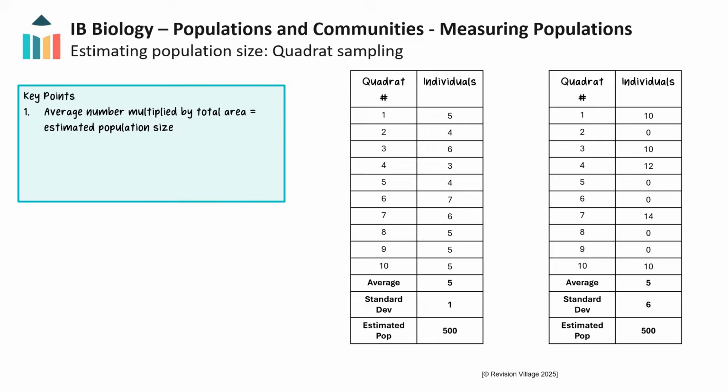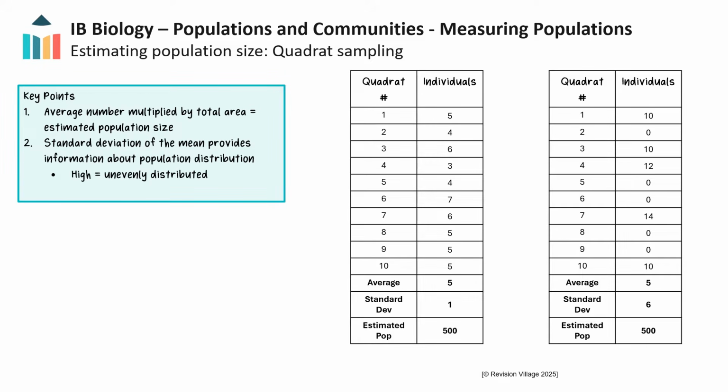The standard deviation of the mean number of individuals per quadrat provides information on the population's distribution, whether it's evenly spread or clumped in certain areas. If the standard deviation is high, then the population is clumped in certain areas, whereas a lower standard deviation indicates that the population is evenly distributed.